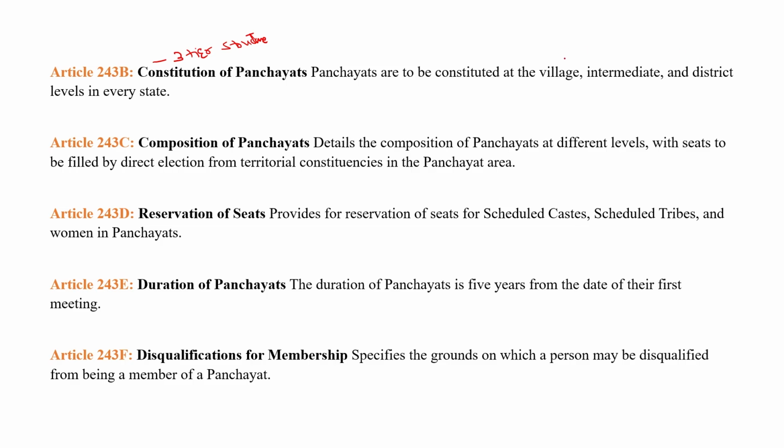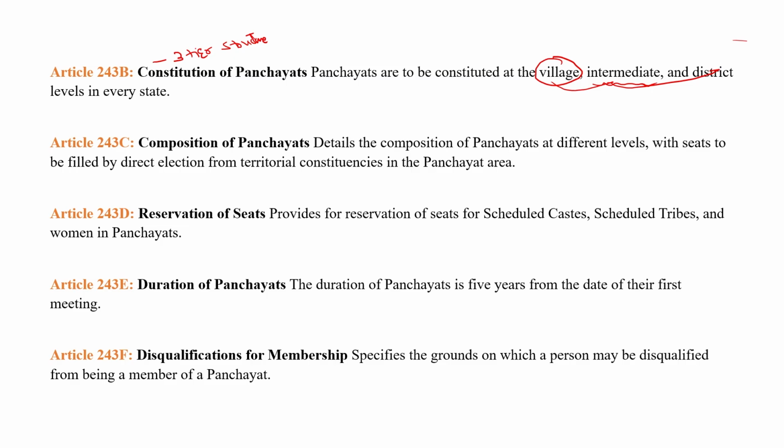The first panchayat is on the village level, which is known as Gram Panchayat. The second panchayat is on the block level, which is known as the intermediate level or Block Samiti, and the third panchayat is on the district level, which is known as Zila Parishad. So this is the three-tier structure from bottom to top: village, then a group of villages is known as the block level panchayat, and a group of blocks is known as the district level panchayat. So 243B explains the constitution of the Panchayati Raj system in India.